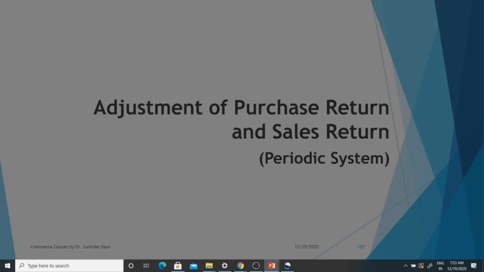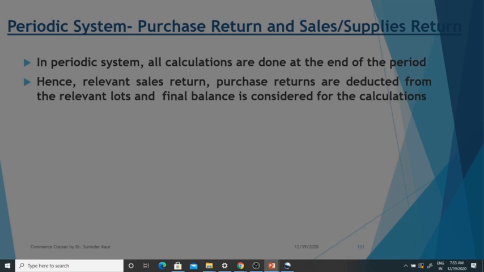So in this system, the return amounts are deducted from the relevant purchases and sales, and a final balance is considered for the calculations. That is, we are making all calculations at the end of the period. So all the sales returns and purchase returns will be deducted from the lots, and the final balance will be considered. Suppose you have, say, 100 units at a price of 10 rupees. This is your opening balance.